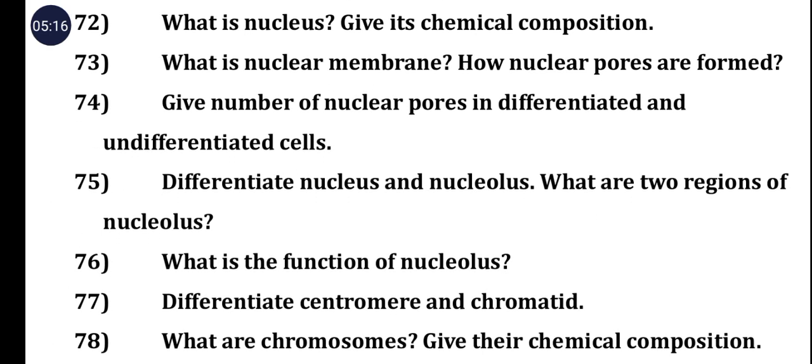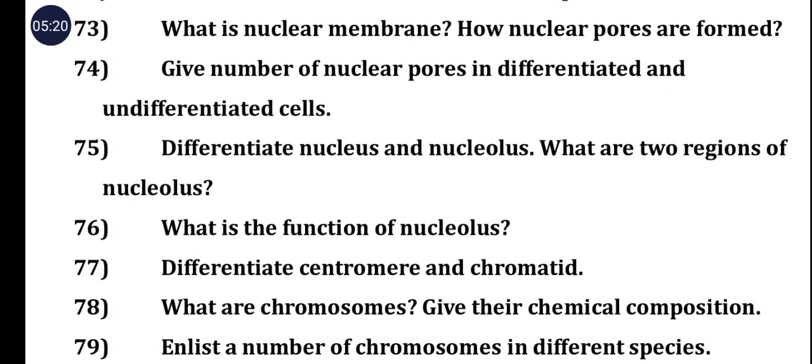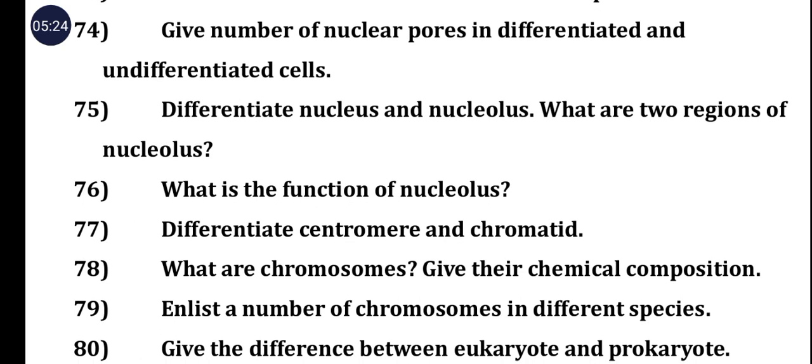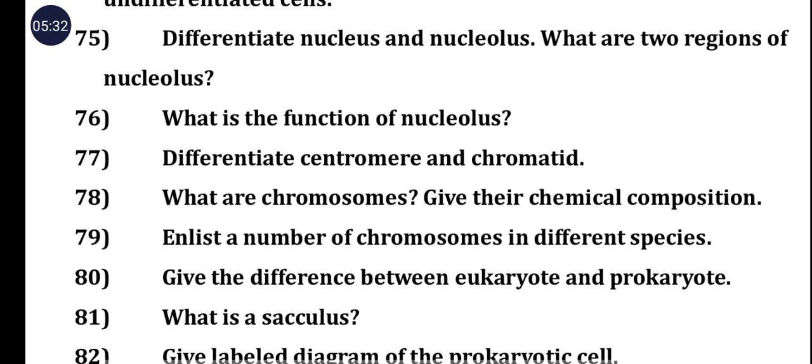72 is what is nucleus? Its chemical composition. 73 what is nuclear membrane? How nuclear pores are formed. 74 give number of nuclear pores in differentiated and undifferentiated cells. Next, differentiate nucleus and nucleolus.